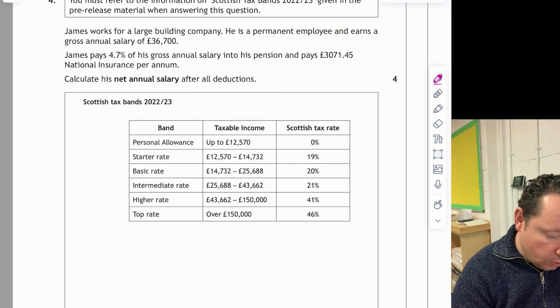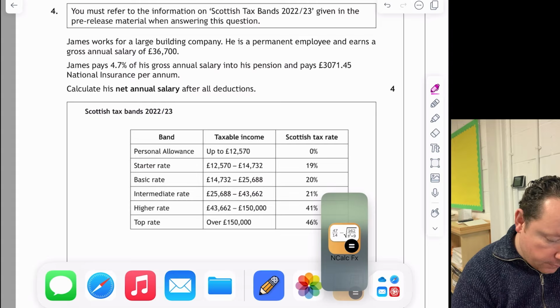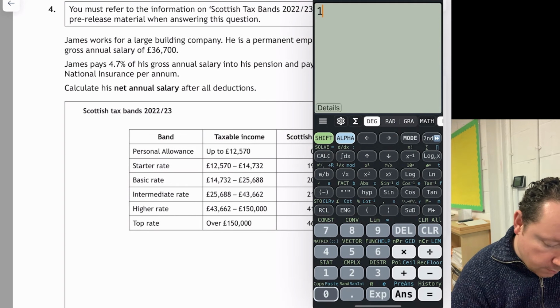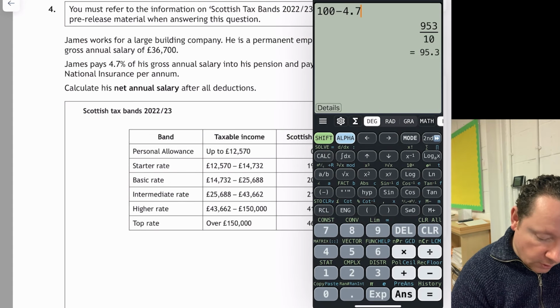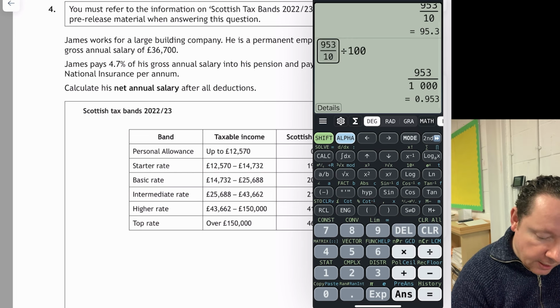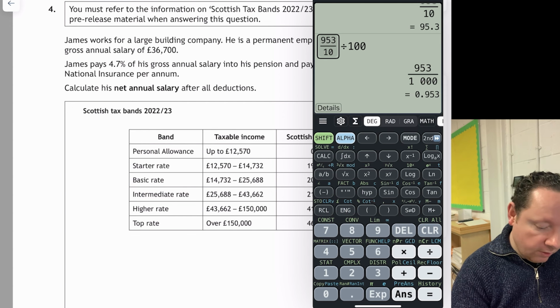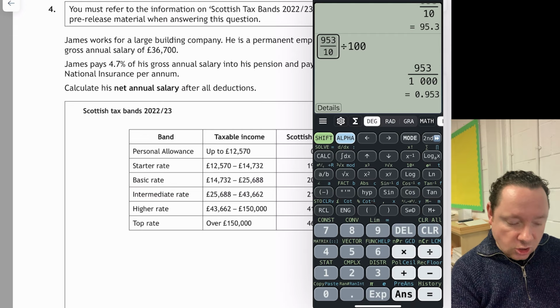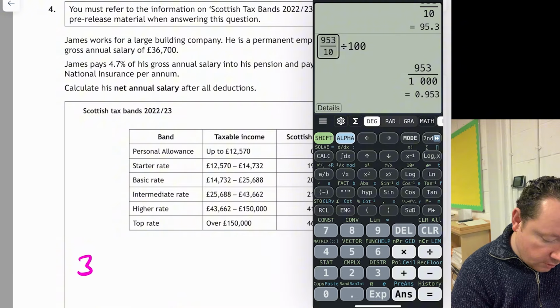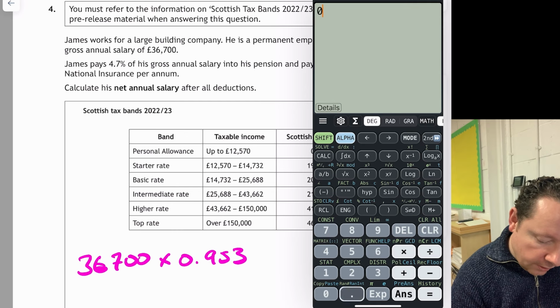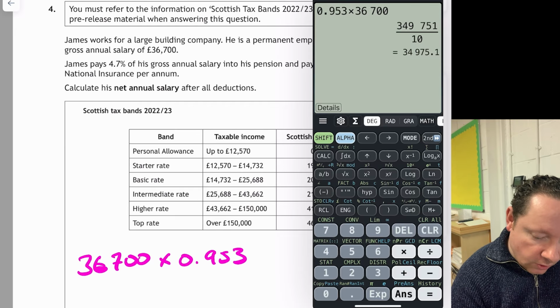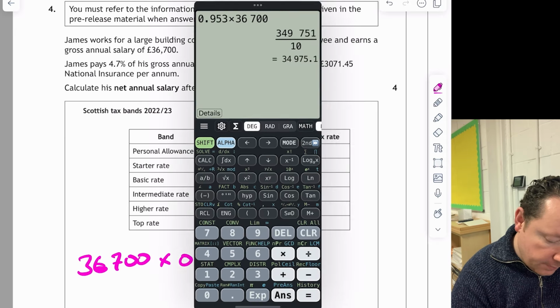So I'm going to do, in my calculator, 100 minus 4.7, because I'm taking away 4.7. That's 95.3. So I'm going to times his salary by 0.953, and that will give me what his salary is after the pension's taken off. So I'm going to do 36,700 times 0.953. 0.953 times 36,700 is £34,975.10.